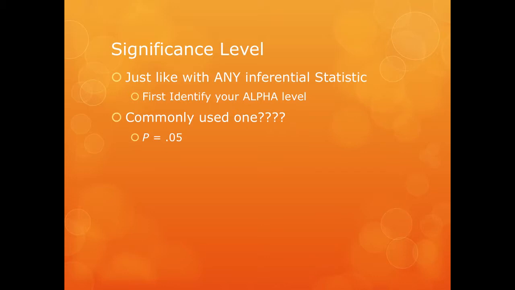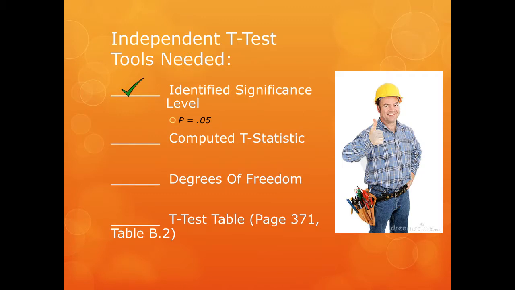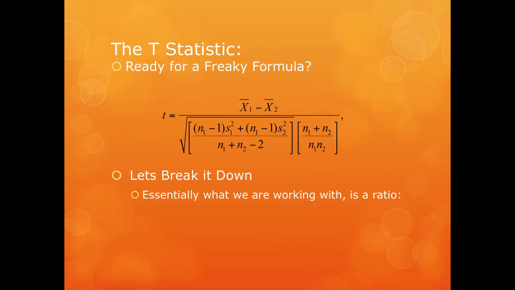As we said, we're always going to have a 5%. And as you can see, this guy has an alpha tattoo on his back. So what do you think that means? He's pretty significant, isn't he? Yep, he got the alpha. All right, so check mark on the first one. Next, we're going to start computing the test statistic, and we're going to have a brand new formula. How do you like this? This is a very, very beautiful formula, but do not worry.